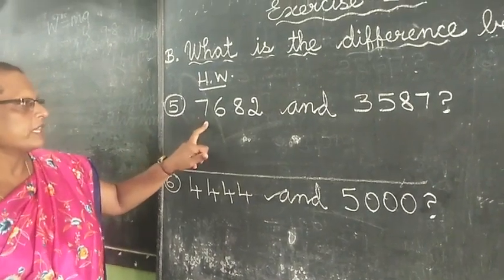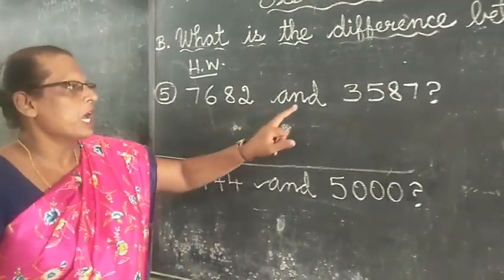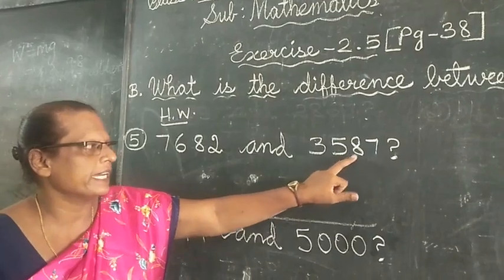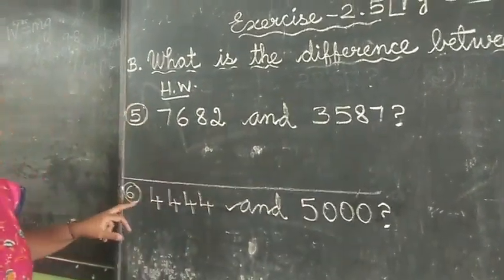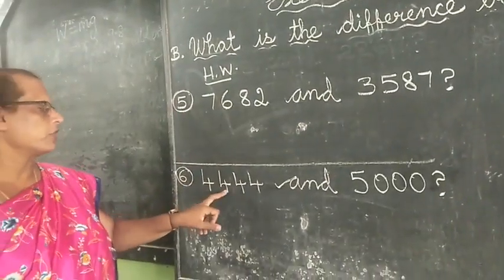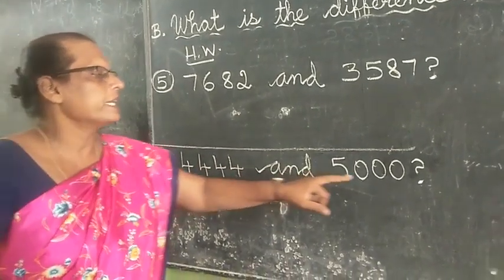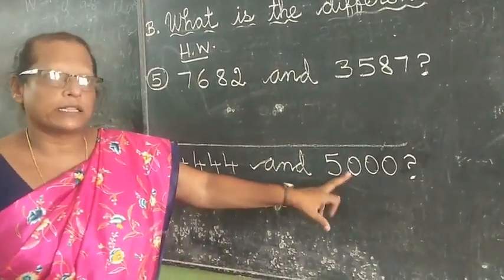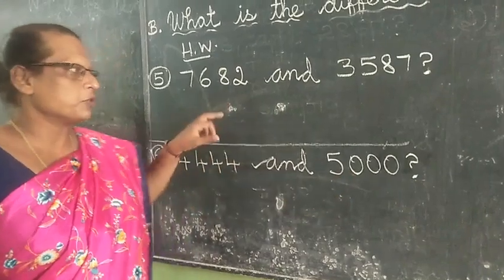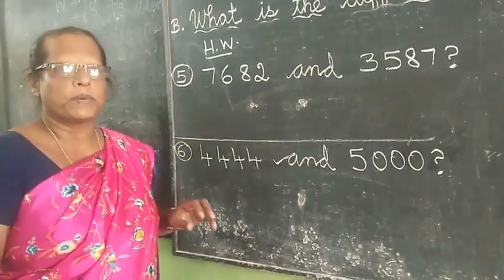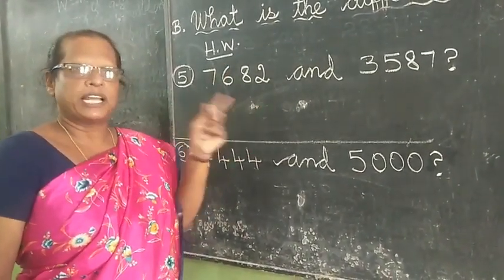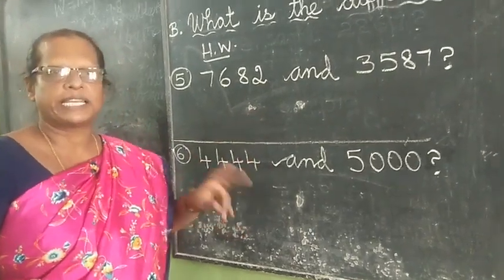Okay children, see, homework I have given 2 sums. Fifth sum: 7,682 and 3,587. And coming to the last one: 4,444 and here 5,000, as I taught in the third sum. Okay children, these 2 sums. So total how many sums for homework, children? 4 sums. In addition I gave 2 sums and in subtraction I gave 2 sums.